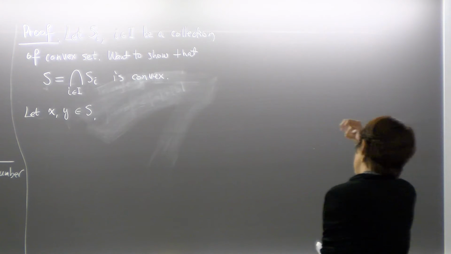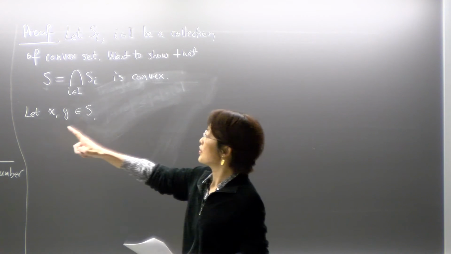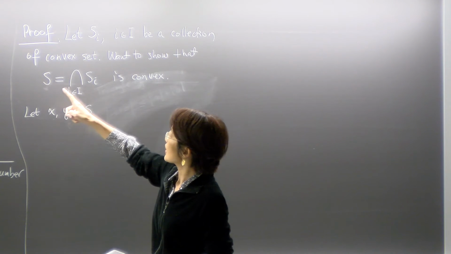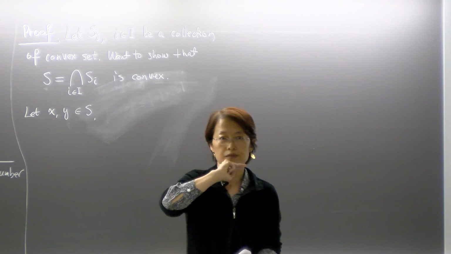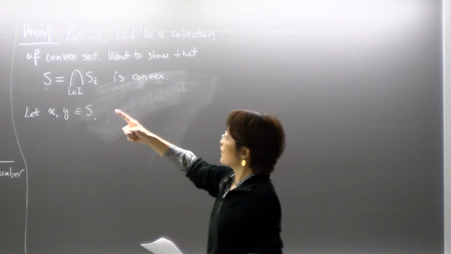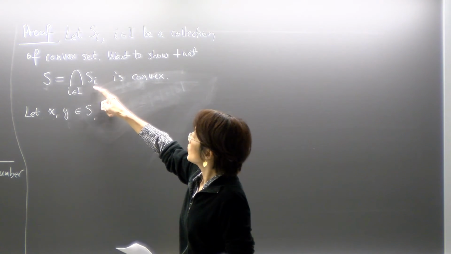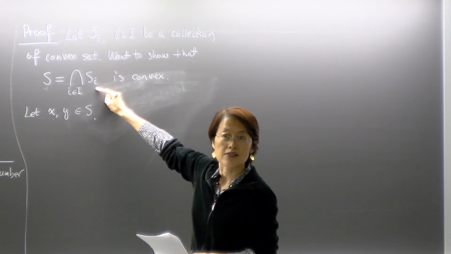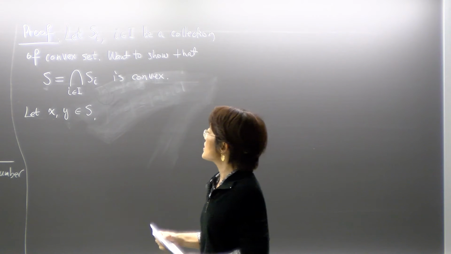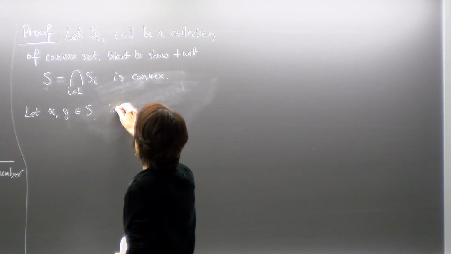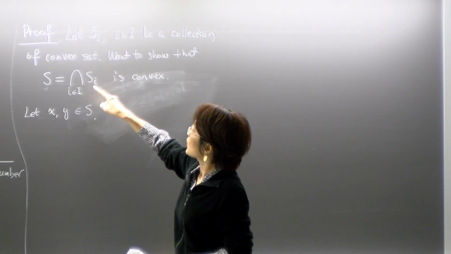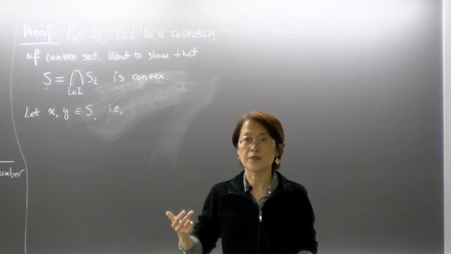So what does it mean? That means those two elements, x and y, are in the set of intersection of all these Si's. So what is the meaning of the intersection? Any element in the intersection will belong to each of those sets. Is that right? That's what it means by intersection, right? So this means x and y should lie in every one of these Si's. That's what it means by intersection.